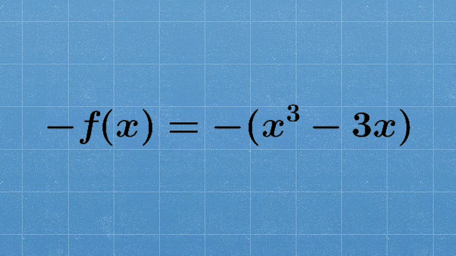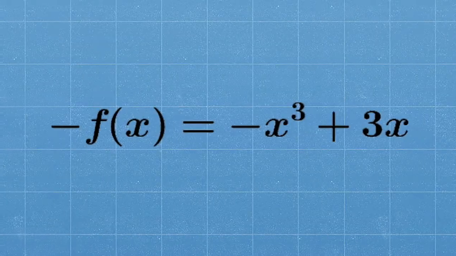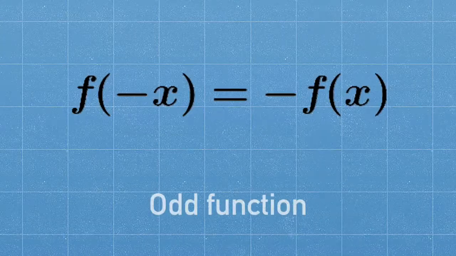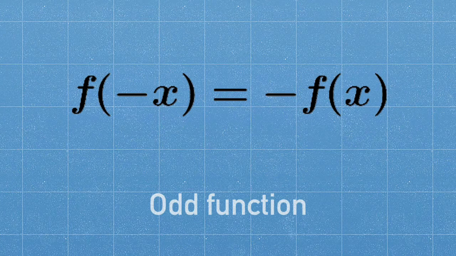In order to determine whether it is an odd function, we need to calculate the opposite of the original function. Once we have done so, we can now determine this is an odd function. This function is odd because replacing all values of x with negative x results in the same thing as taking the opposite of the original function.